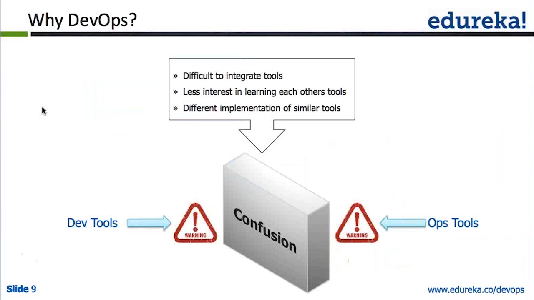Again, it talks about why DevOps. So in this case, again, it's between Dev and Ops tool, Dev and Ops team. Dev uses some kind of tools. Ops uses a different set of tools, and it becomes sometimes difficult to integrate different tools. Again, Dev and Ops have least interest in each other, and not just each other, but each other's tools as well, or the way these two function works. They have different implementations of similar tools. Dev can deploy in one way, Ops can deploy in a different way, the same tool, but the deployment or implementation could be completely different.